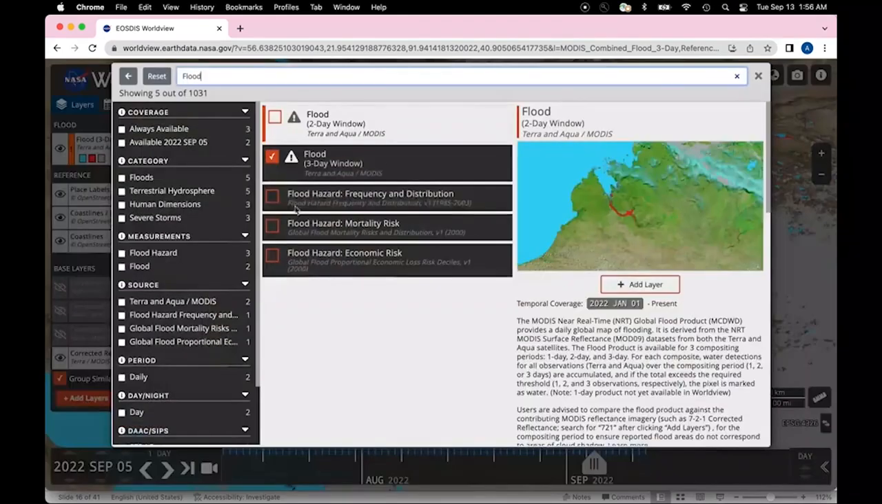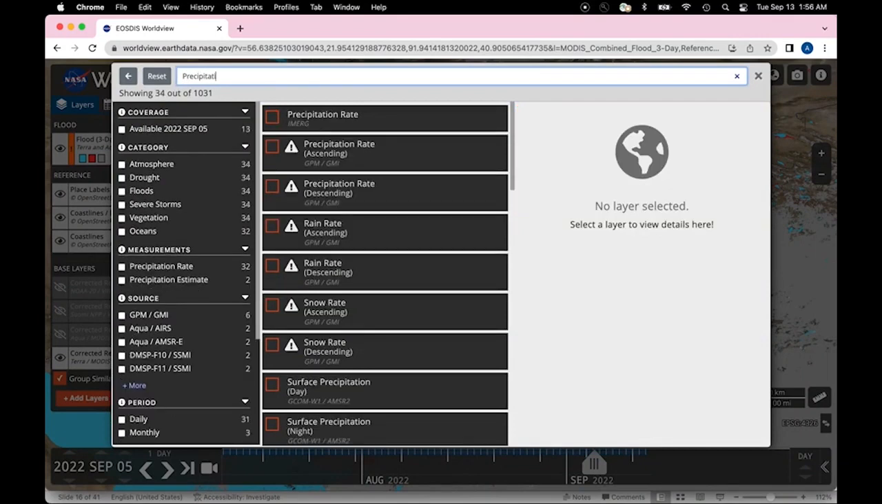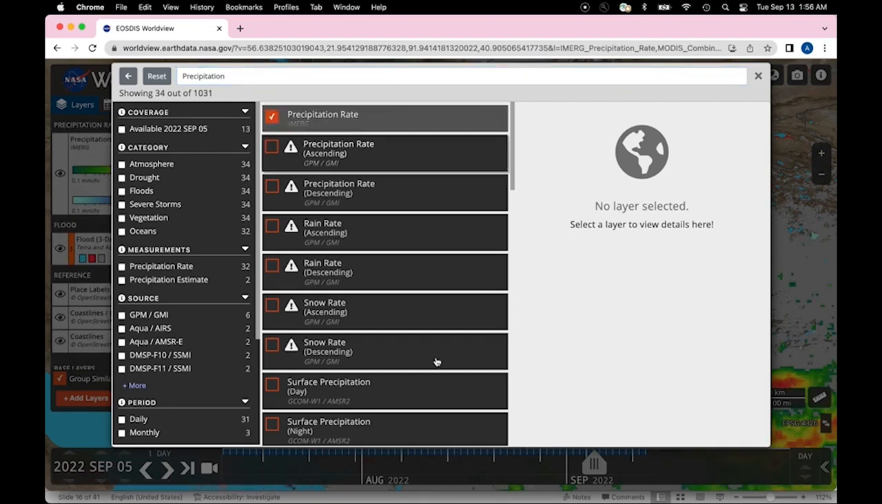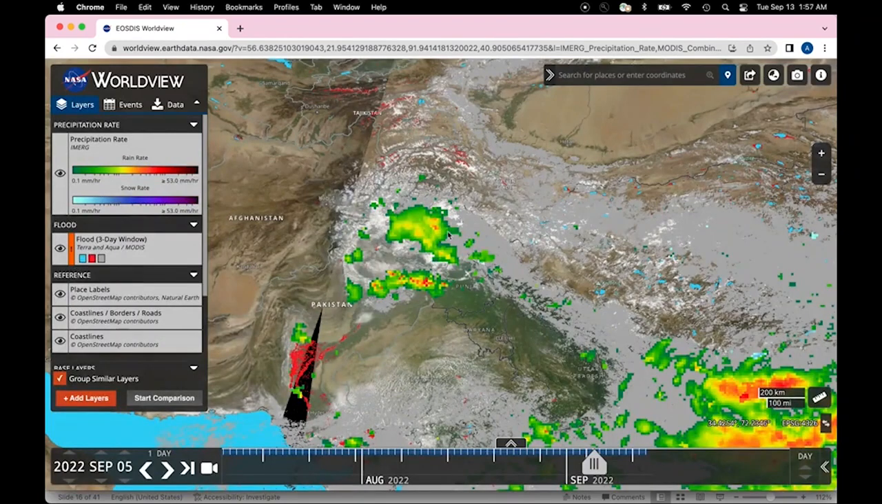You can also add other layers such as precipitation, and you can select precipitation rate. IMERG is from GPM. If you add that, you can see there is heavy rain here. There is rain rate given, and you can see that where there is flooding upstream of this river, there is rain. And so this Worldview actually allows you to look at multiple parameters along with flooding.